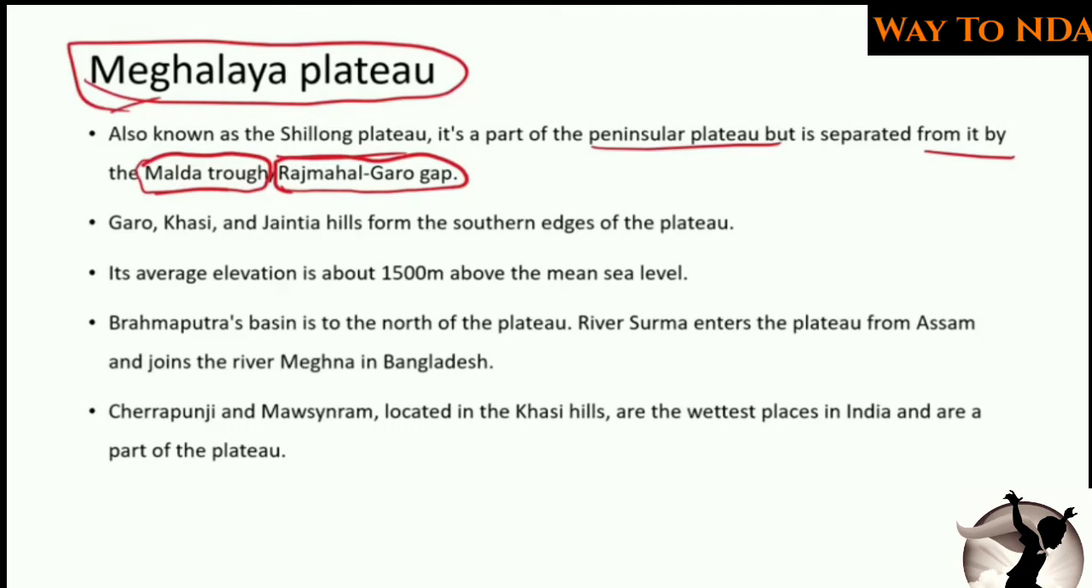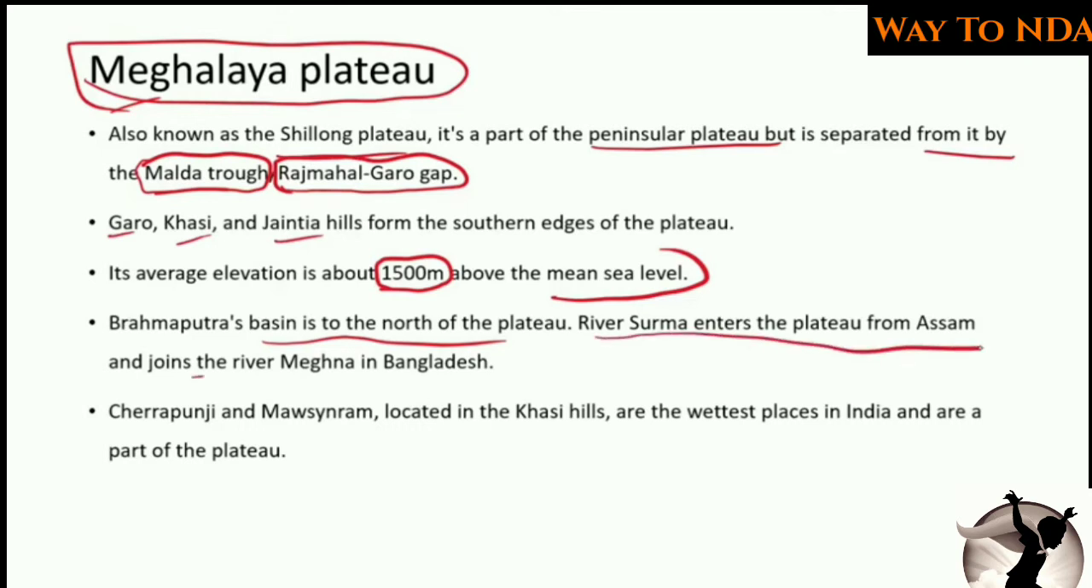So you will find the Garo, Khasi, and Jayantia hills in the plateau, that is, in the Meghalaya Plateau. Its average elevation is about 1500 meters above mean sea level. The Brahmaputra basin is towards the north of this plateau, and the river Surma enters the plateau from Assam and joins the river Meghna in Bangladesh.